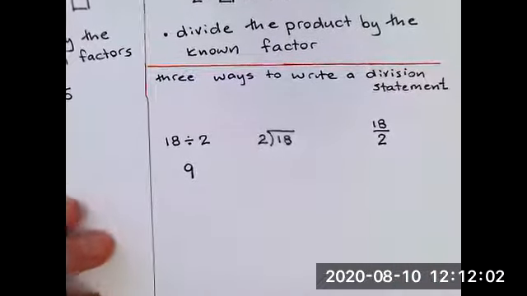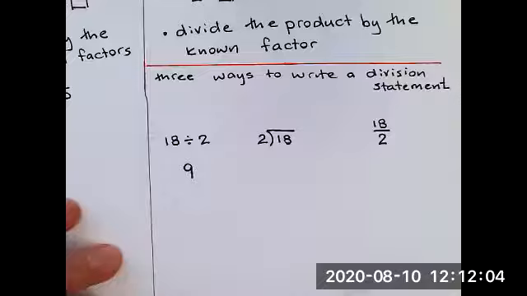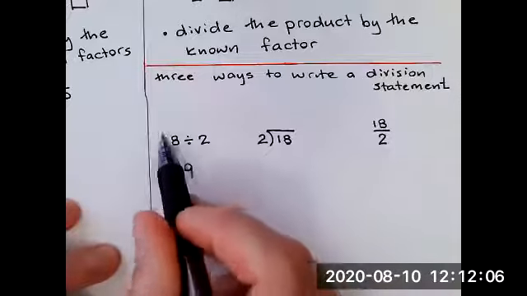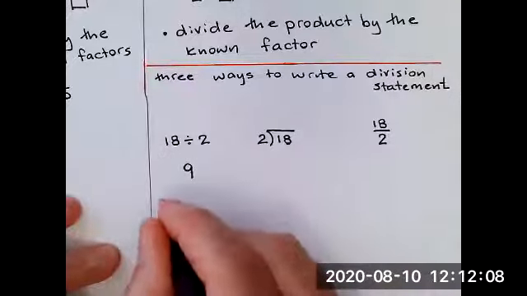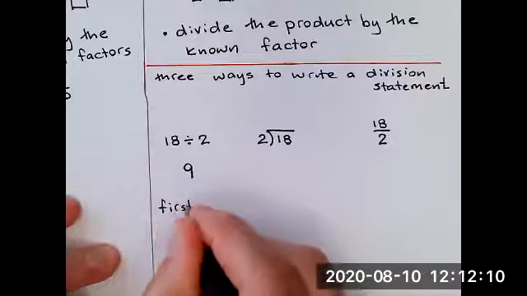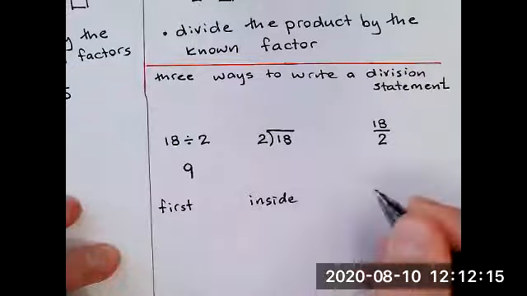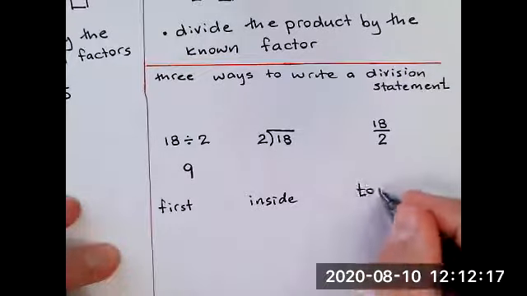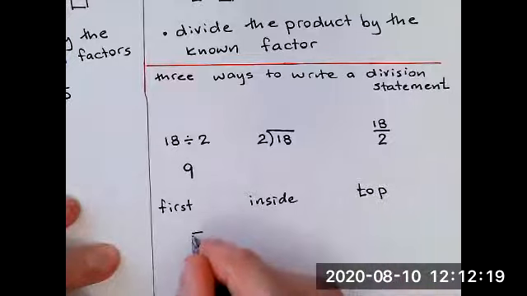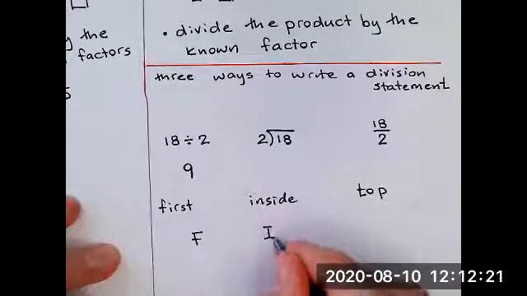There's a mnemonic device to help you remember where the product goes. It's either first, inside, or on top, with the mnemonic F-I-T.